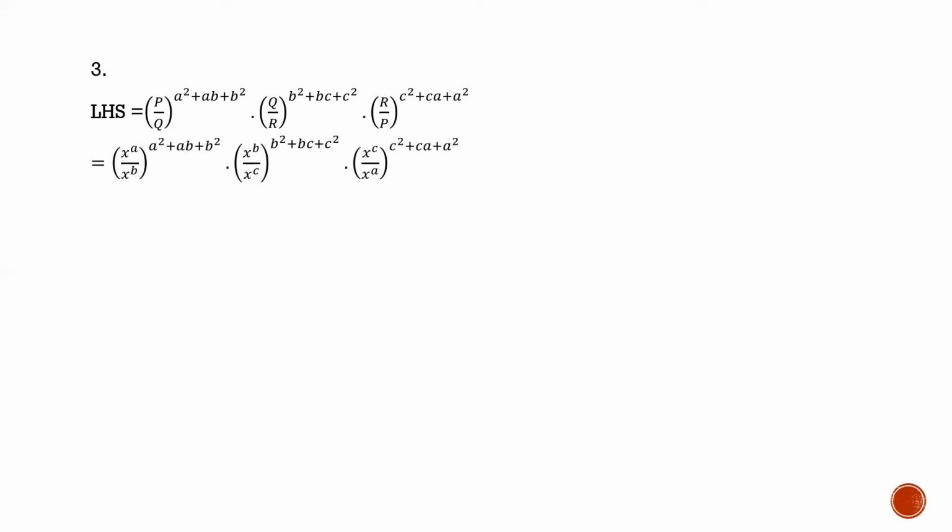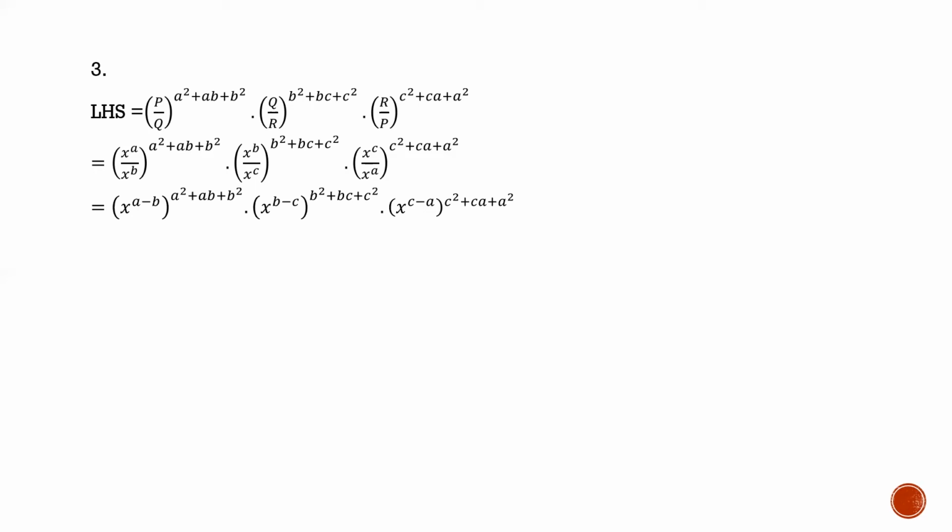So (x^a / x^b)^(a² + ab + b²) into (x^b / x^c)^(b² + bc + c²) into (x^c / x^a)^(c² + ca + a²). Now applying the division law of index, we can write (x^(a-b))^(a² + ab + b²), (x^(b-c))^(b² + bc + c²), and (x^(c-a))^(c² + ca + a²).